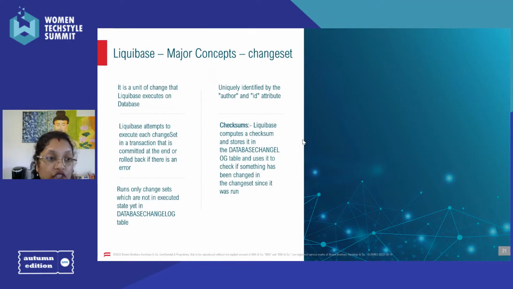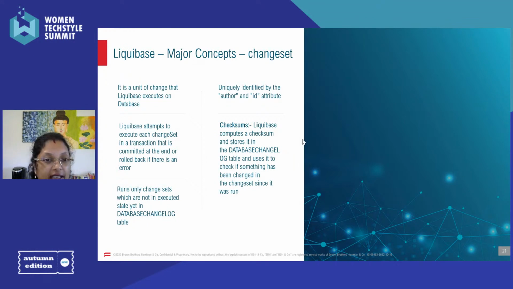It is a unit of change that Liquibase executes on a database. Liquibase attempts to execute each change set in a transaction that is committed at the end, or rolled back if there is an error. Liquibase runs only change sets which are not executed, and it goes to the previous table, database change log, and tries to see, did I execute this change set? If so, it will not execute it.